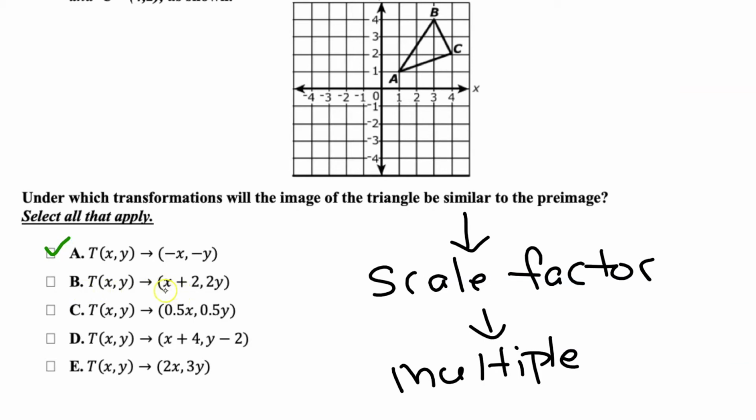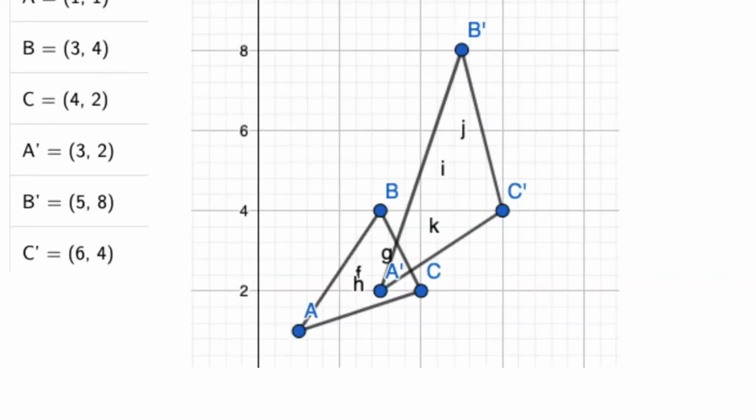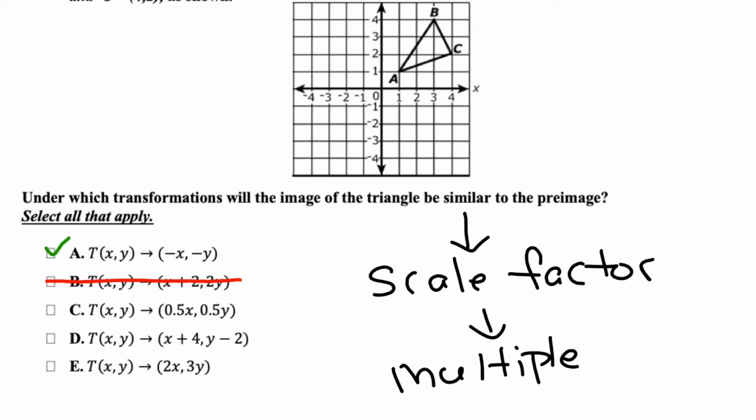All right, let's look at part B. In part B, I'm adding 2 to x, but I'm multiplying 2 to y. So does that fall under our rule of it has to have a scale factor or the same multiple to the x and y? The answer is no. I can't just add 2 to the x and multiply the y by 2. Here's what that picture looks like. In this one, I added 2 to the x, I multiplied the y by 2, and I got 2 figures, 2 triangles that don't even look the same. Therefore, that can't work.